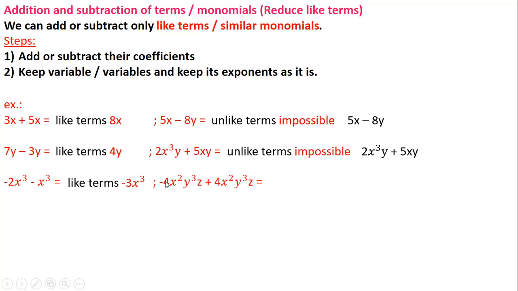Now in the last example, we have minus 4x squared y cubed z and the plus 4x squared y cubed z. Here we have x, exponent 2, exponent 2. Variable y, exponent 3, variable z and variable z, exponent 1, exponent 1. So these two terms are like terms. We can add or subtract them. Now, negative 4 and positive 4 are opposites, so it will give me 0 because the addition of any two opposites always gives me 0.